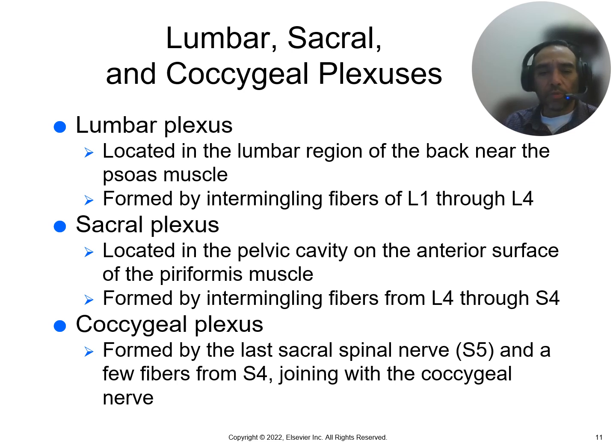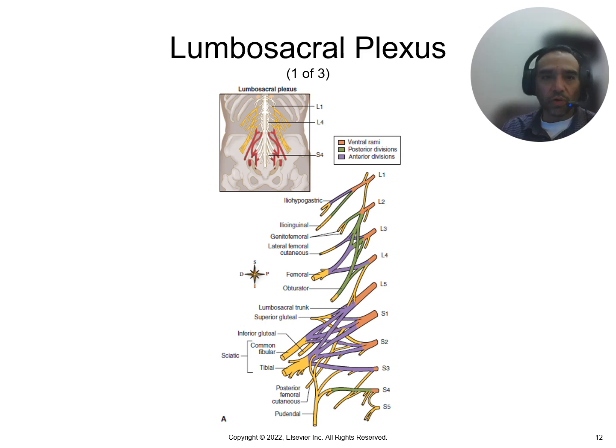Coccygeal plexus formed by the last sacral spinal nerve, S5, and a few fibers from the S4 joining with the coccygeal nerve. So let's go ahead and jump into lumbar sacral coccygeal plexus. Exciting, right? All right, this is figure 21-6 from your textbook, and it just shows the lumbosacral plexus. We got part A of 21-6, the plexus formed by the combination of the lumbar plexus with the sacral plexus, and let's jump right on in.